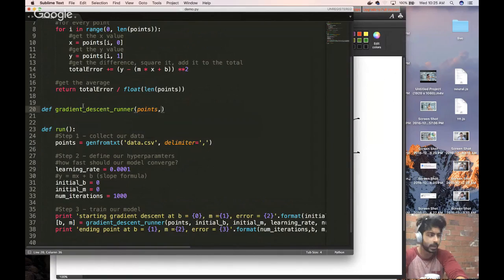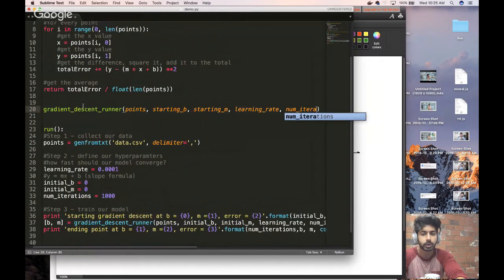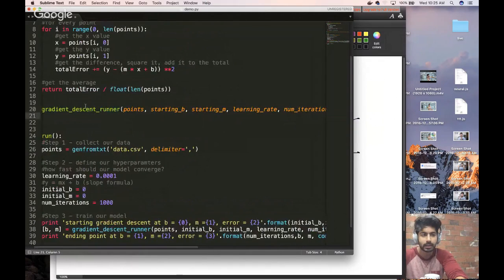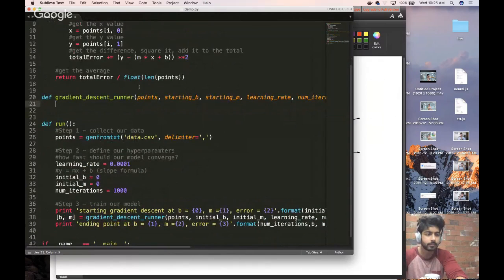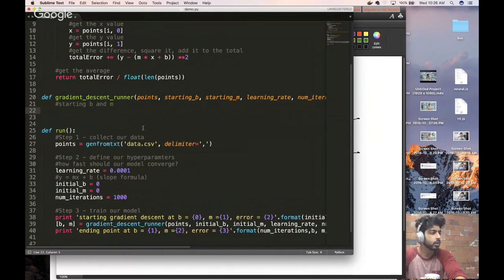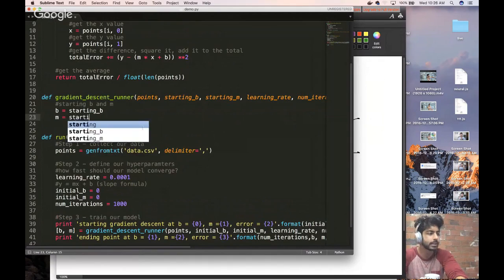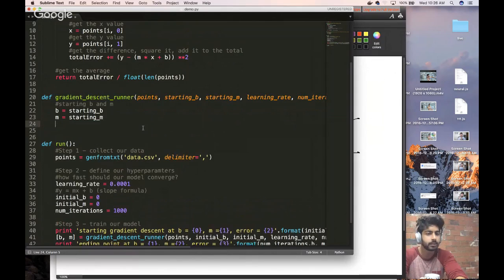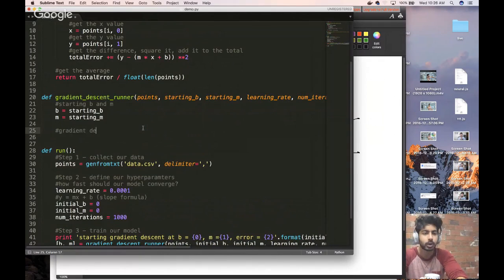So gradient descent runner: given a set of points, given a starting value for B, given a starting value for M, given our learning rate, and given our number of iterations. We're going to use every single one of these things to calculate gradient descent. So let's get that starting B and M value. The starting value for B we set to B, and the starting value for M we set to M. Simple enough. And now we're going to perform gradient descent.